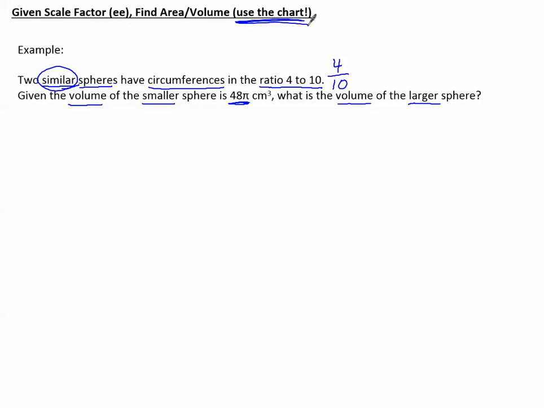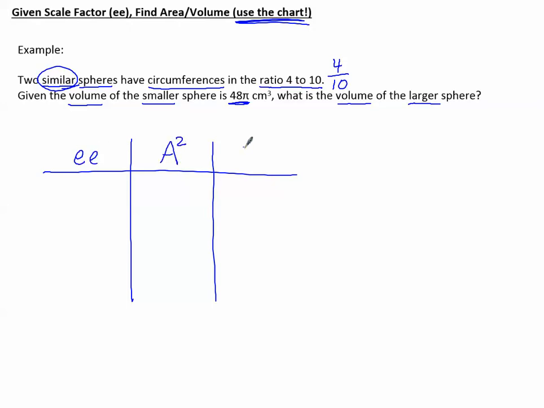So straight away, I'm going to make an a squared v cubed chart. Notice they gave me a ratio. That ratio is for the circumferences. Does that say the word area or volume? No, it doesn't. So this goes in the e column.